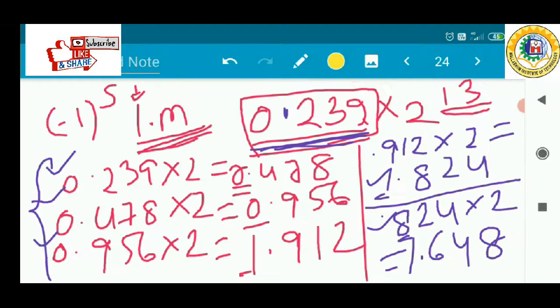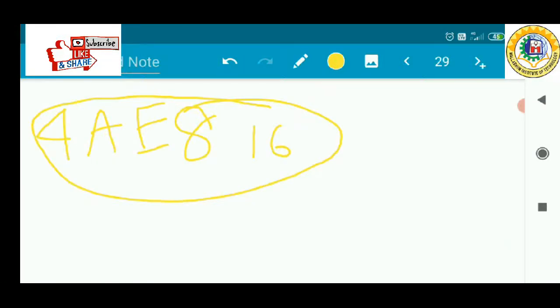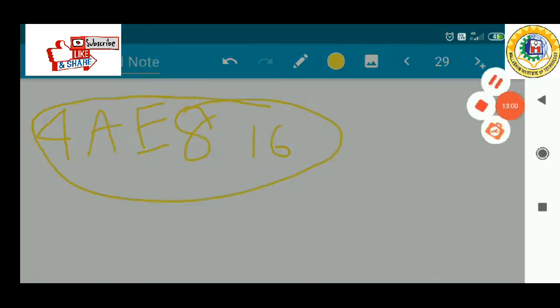So that is how I converted the number into its corresponding hexadecimal format. I hope this is an interesting problem. Thank you.